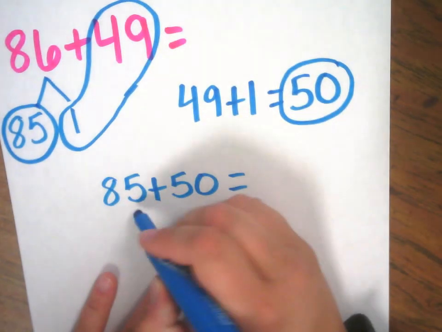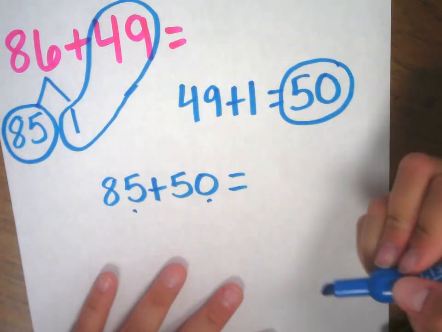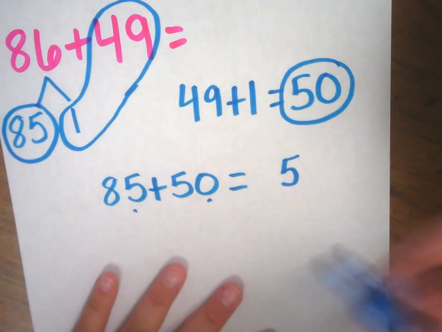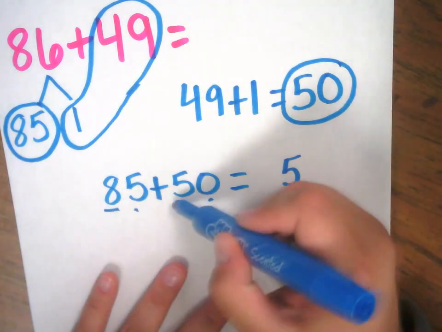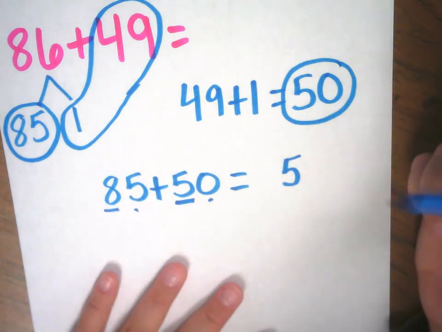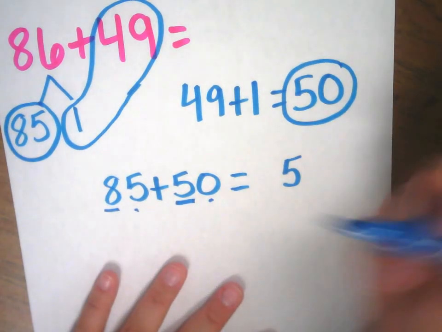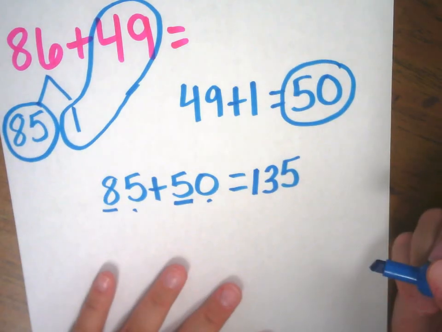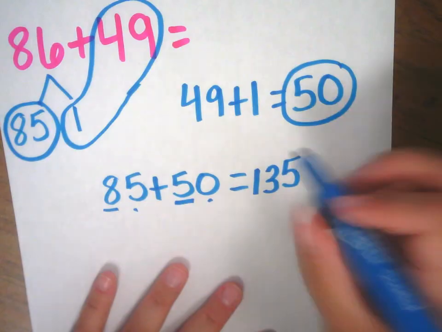So I have 5 ones and 0 ones. 5 plus 0 is 5. So I have 5 in my ones place. And then 8 tens and 5 tens. 8 plus 5 equals 13. So I know that I'm going to have 3 tens and 100. And there's my answer, 135.